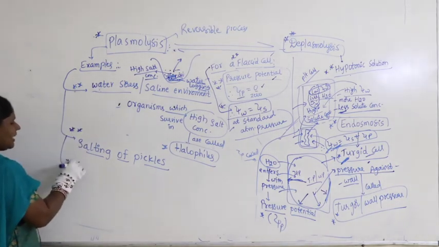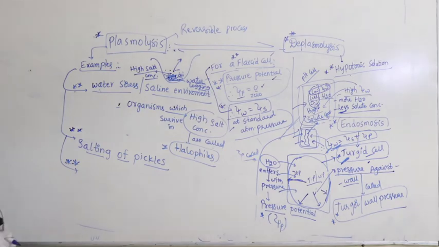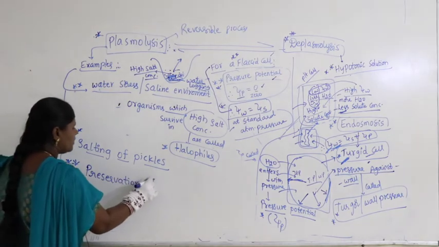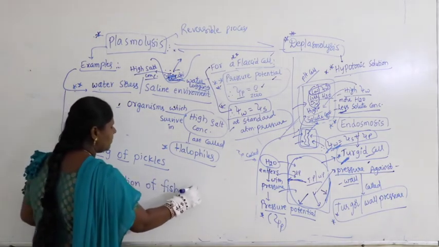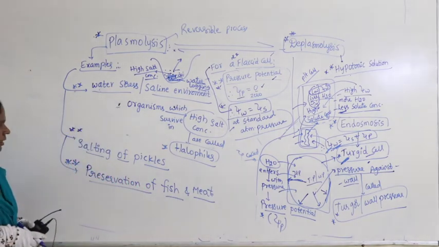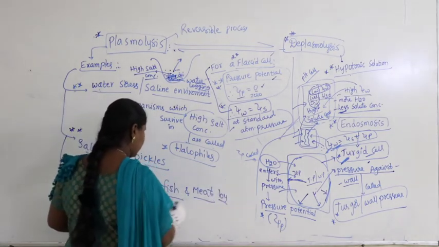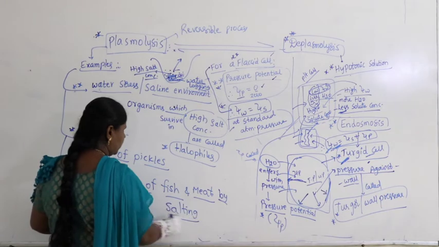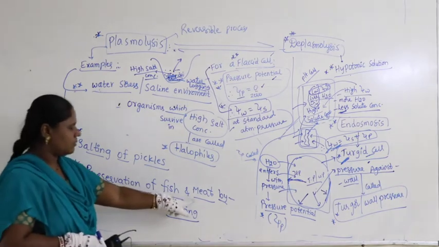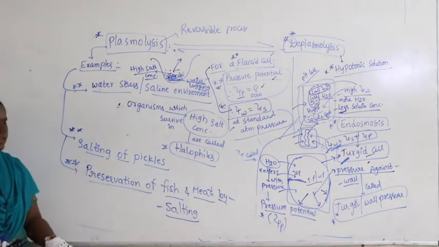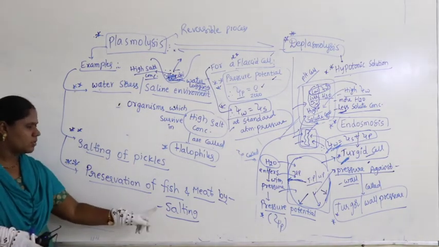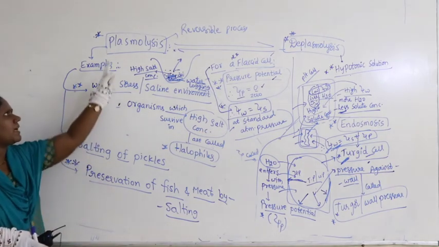And not only that, another application of plasmolysis, very commonly found, is the preservation of fish and meat by salting, or by keeping in a salt environment. Most commonly, they take the fish and the meat and apply more salt, and keep it for a longer duration, which preserves them. So preservation of fish and meat by salting is also a good example of plasmolysis.